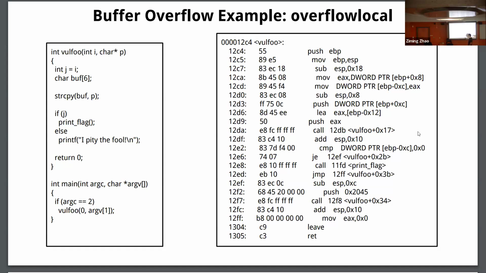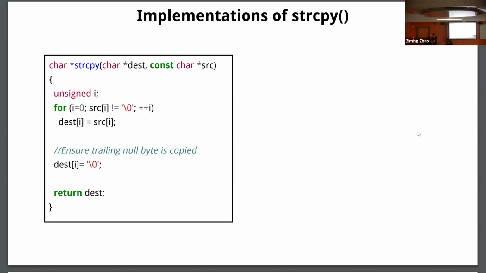So the input here to that j is hard-coded. It's always 0. No matter how many times you run this program, you do not buffer overflow here. j's value will always be 0, so you should always print the full. Then this is the binary code of the vulnerable function, which we will analyze line by line.